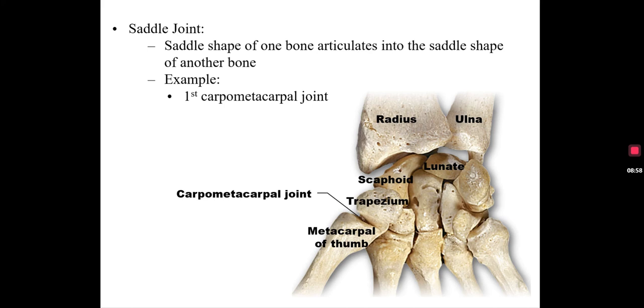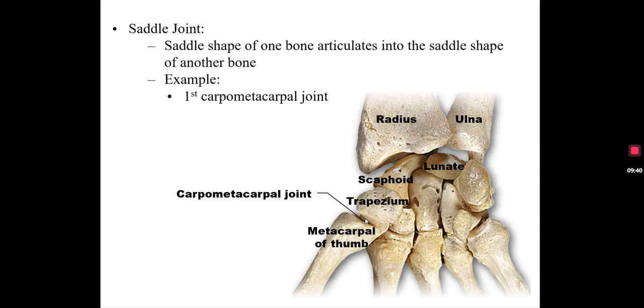The next one is known as a saddle joint. So here, the saddle shape of one bone articulates into the saddle shape of another bone. So it's a little bit hard to see on this picture, but this kind of dips in a little bit like a saddle. The trapezium also has a little bit of a saddle shape to it, and they interlock. The best example of this is the first metacarpal joint. That's the articulation between the first metacarpal here and the first carpal bone here, which is the trapezium. So the trapezium meets the metacarpal bone of the thumb right over here. And this is the saddle joint.